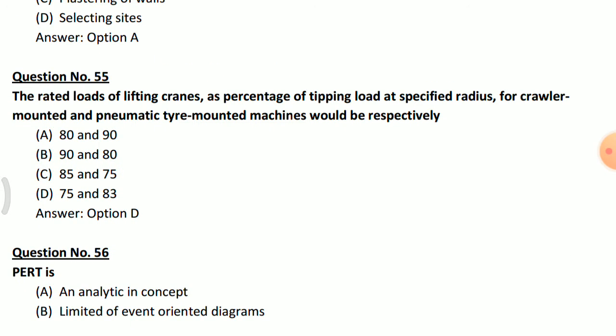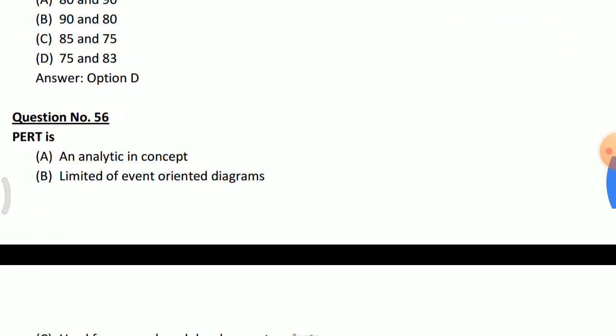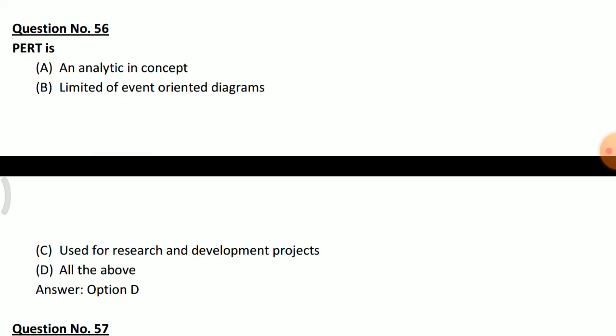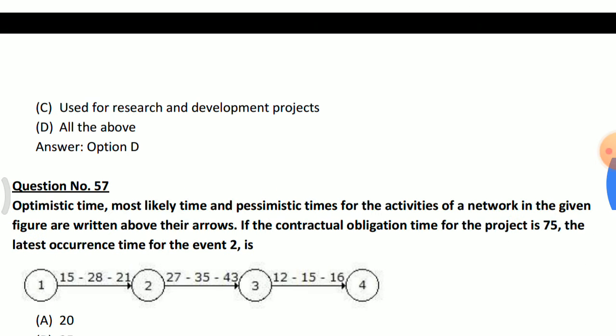The rated loads of lifting cranes as a percentage of tipping load at specified radius for crawler mounted and pneumatic tire mounted machines would be, respectively, option D, 75 and 83. PERT is analytic in concept, limited to event oriented diagrams, used for research and development projects. So all the options are correct.